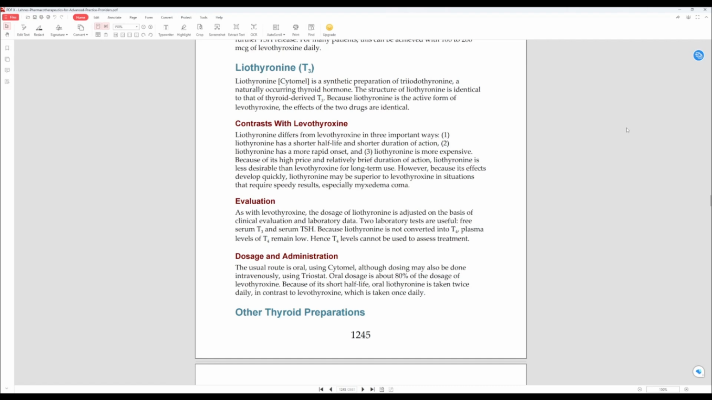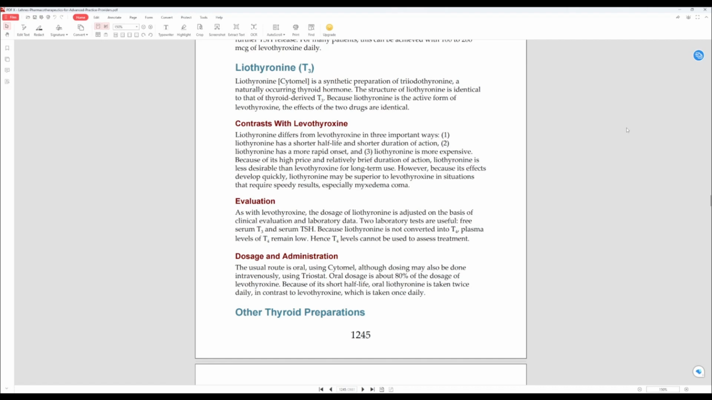Liothyronine differs from levothyroxine in three important ways. The first being it has a shorter half-life and a shorter duration of action. The second being it is more rapid in terms of onset. And lastly, it is much more expensive. Because of its high price and the relatively brief duration of action, liothyronine is less desirable than levothyroxine for long-term use.